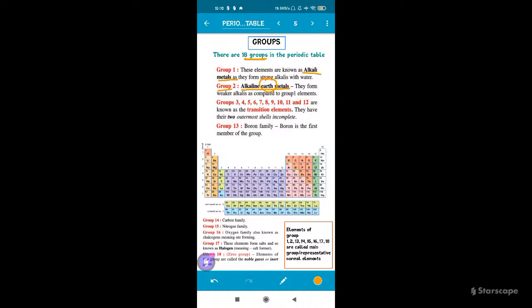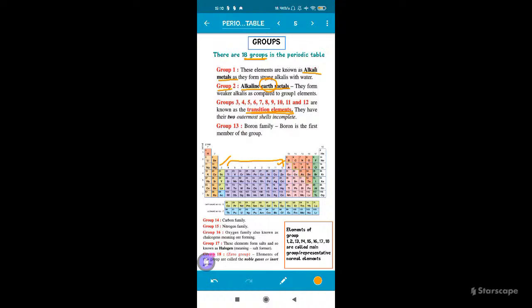Now talking about groups 3, 4, 5, 6, 7, 8, 9, 10, 11, 12. These are known as the transition elements, the middle ones, starting from group 3 and ending at group 12. We are not going to study about them in our chapter. You will study about them in class 11 and 12.